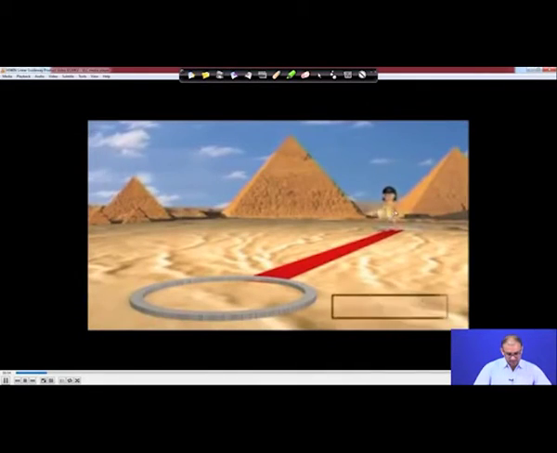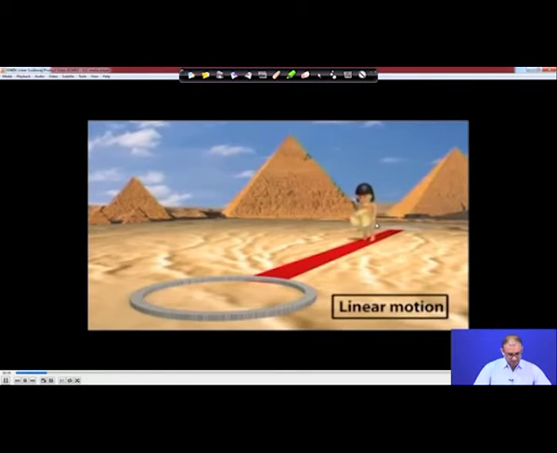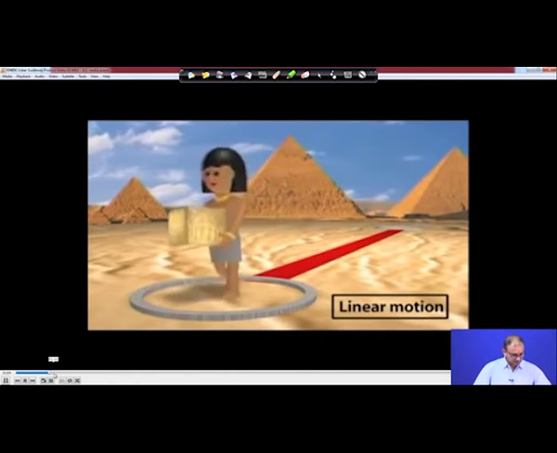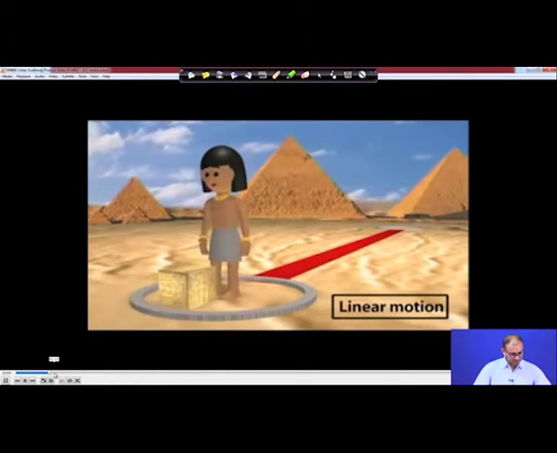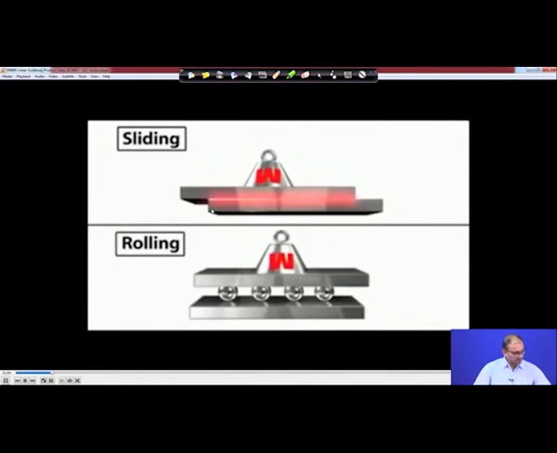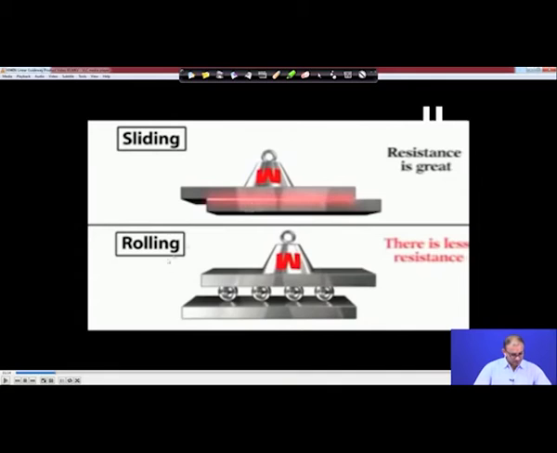Linear motion is when you are traveling or transferring something in a straight line. Right. So, that is the advantage of these things. Here it is a sliding contact, so resistance is very high because the contact area is very large. But when you add a rolling element, either ball or roller, then there is less resistance, because the contact points are very few and the apparent contact area between the two surfaces is very small.